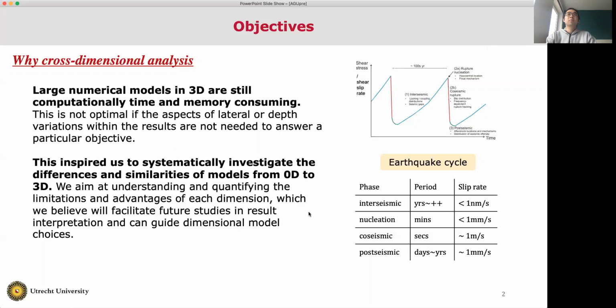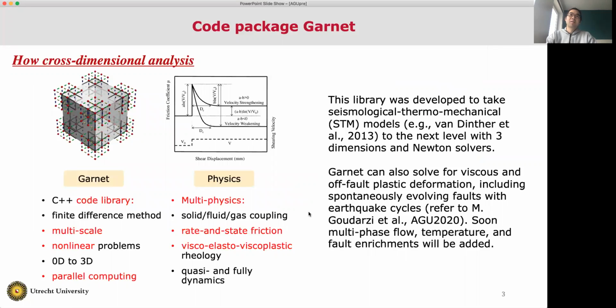So we have this code package, Garnet, to help us do this. This is a C++ code package with the staggered grid finite difference method, and it is designed to help us solve multiphysics problems in the geosciences, and it can handle nonlinear problems from 0D to 3D with a very good parallel computing solver.